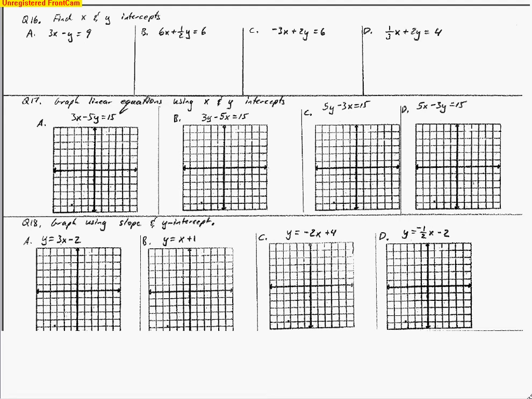Problem 16, they're asking us to find x and y intercepts. So on the test, they might just ask for one or the other. And so whenever we're trying to find an intercept, you're going to set the other value equal to 0. So if I want to find an x-intercept, I'm going to end up setting y equal to 0.